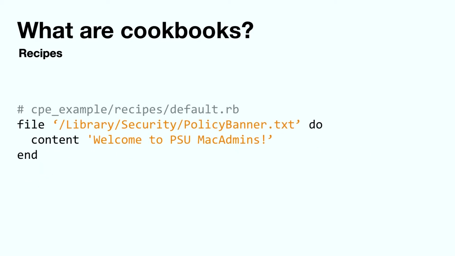Another type of resource you can use in recipes, just as an example, is a file. So here we have a policy banner text file. So it's what pops up at the login window. And the content of it is welcome to PSU Mac admins. So in the content line there, we're actually feeding it a string. So everything between these two quotes is a string. And that's exactly what you would see in the file when it gets laid down.